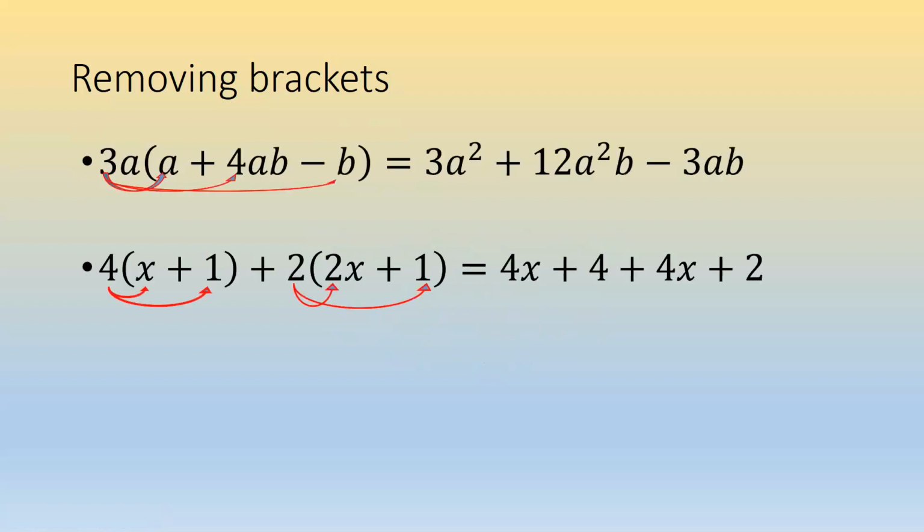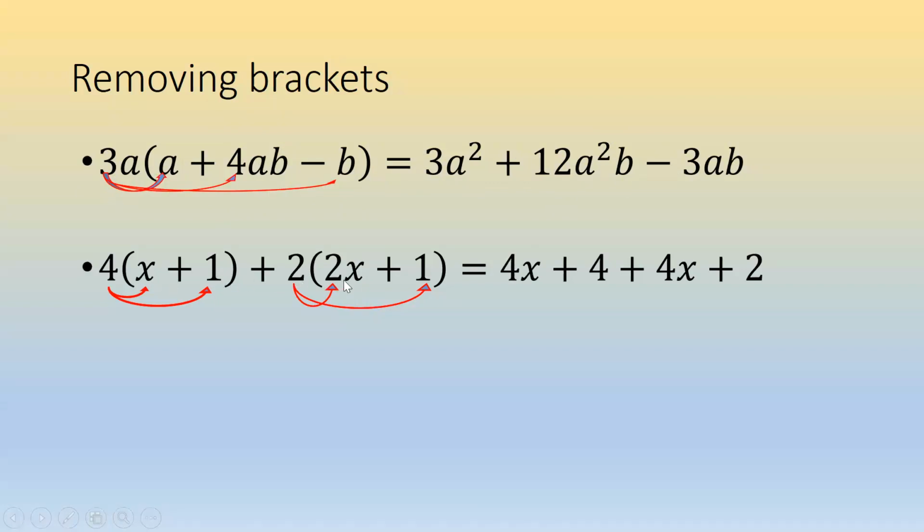For further explanation, I have some arrows here. You have 3a into brackets, a plus 4ab minus b. This 3a will multiply a, this 3a will multiply 4ab, and this 3a will multiply minus b. When you multiply 3a by a, you have 3a squared. When you multiply 3a by 4ab, you have 12a squared b, a squared because you have two a's here. And then you multiply 3a by minus b, and that will give us minus 3ab. All right, the same rule applies here too. This 4 multiplies the x, this 4 multiplies the 1.